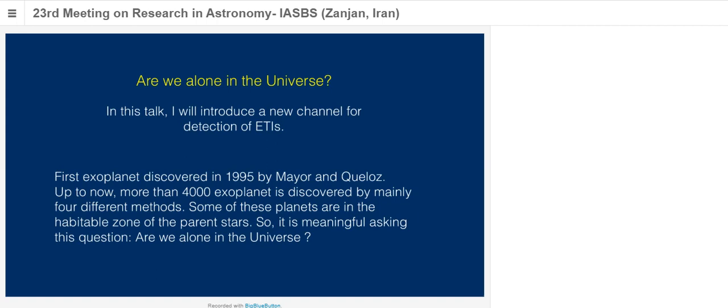That started in 1995. These two persons, Mayor and Queloz, got the Nobel Prize for this discovery. After that, many exoplanets have been discovered. Now we have 4,000 candidates for exoplanets. Some of the planets are in the habitable zones of their parent stars. This means there is a possibility of the formation of life on the planet because of the temperature and the life conditions on this planet.